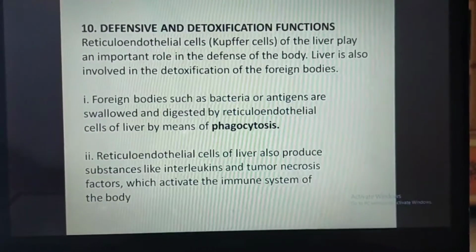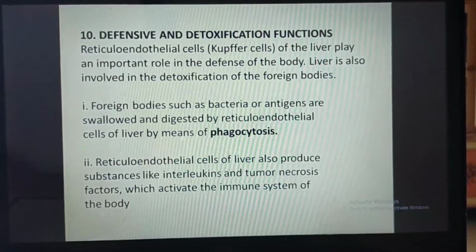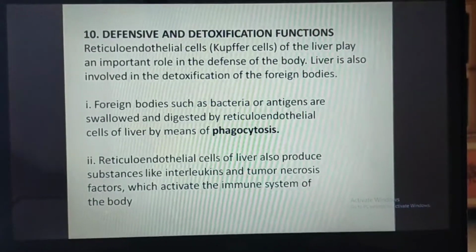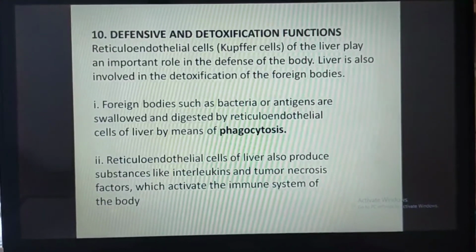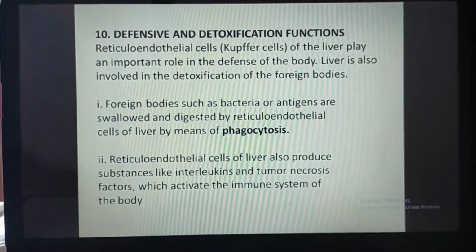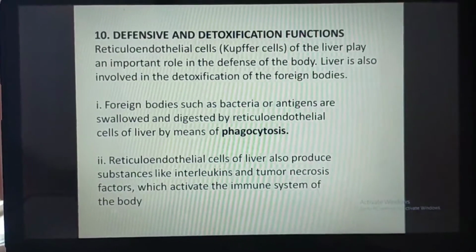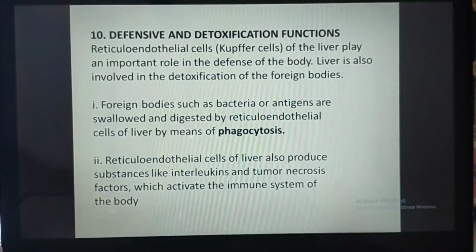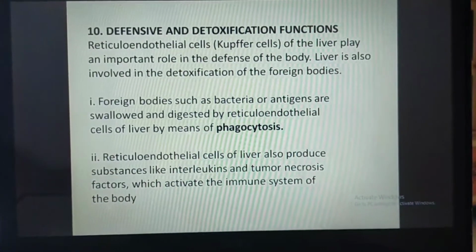Defensive and detoxification functions. Reticuloendothelial cells or Kupffer cells of the liver play an important role in the defense of the body. Liver is also involved in the detoxification of the foreign bodies. Foreign bodies such as bacteria or antigen are swallowed and digested by the reticuloendothelial cells of liver by means of phagocytosis. Reticuloendothelial cells of liver also produce substances like interleukins and tumor necrosis factors, which activate the immune system of the body.